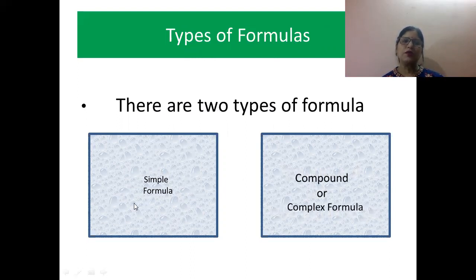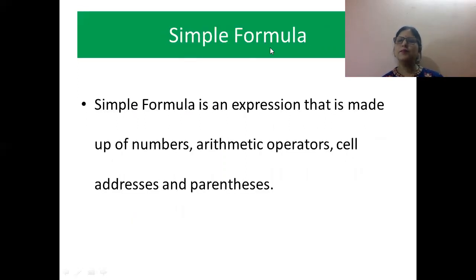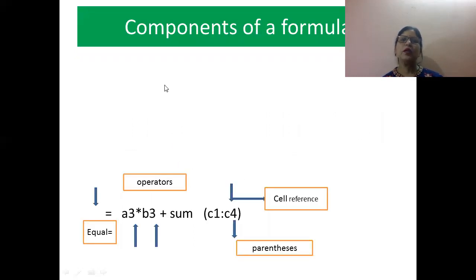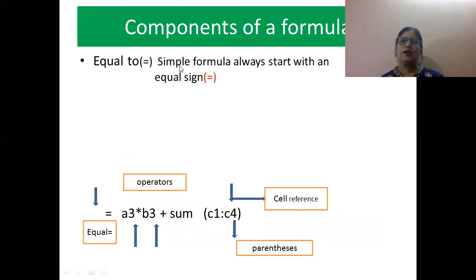Let us talk about the simple formula. A simple formula is an expression made of numbers, arithmetic operators, cell addresses, and parentheses. Components of a formula: equal sign. A simple formula always starts with an equal sign. When you enter a formula, first you start with an equal sign.